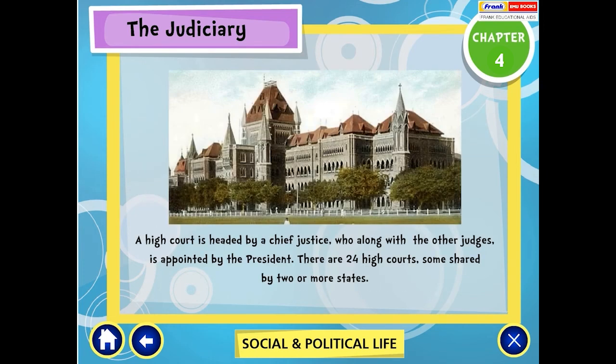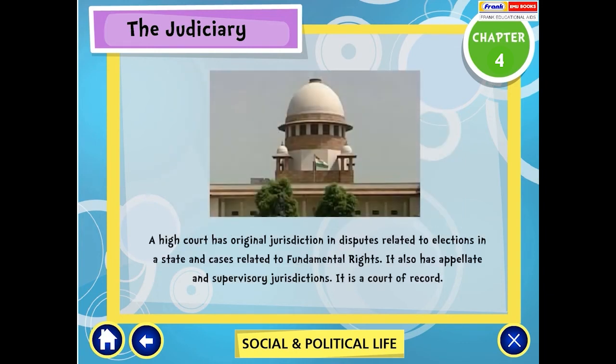The High Court is headed by a Chief Justice, who along with the other judges, is appointed by the President. There are 24 High Courts, some shared by two or more states. A High Court has original jurisdiction in disputes related to elections in a state and cases related to fundamental rights. It also has appellate and supervisory jurisdictions. It is a court of record.